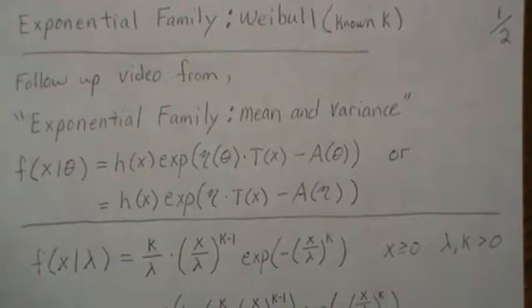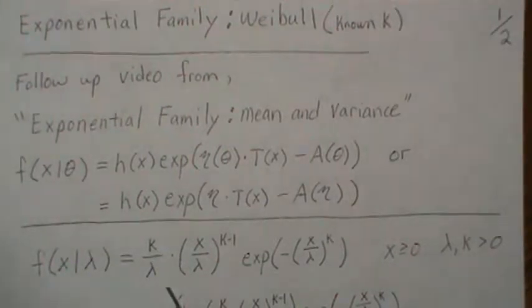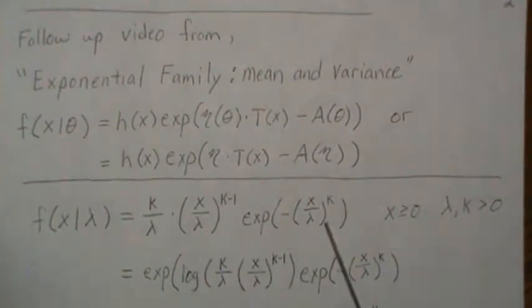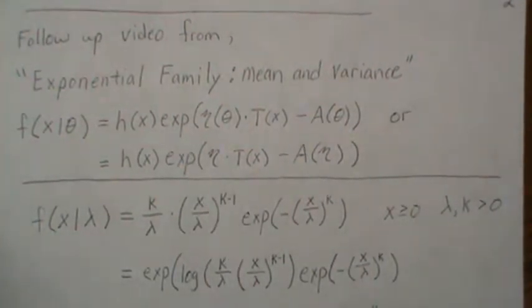So let's look at the Weibull, and the density is written like this, where lambda and k are positive and x is greater than or equal to 0. Now here we have to assume that k is known. Then we start manipulating this into one of these forms. So we take this part here, we take the log and then exponentiate it so it doesn't change it. This is equal to this. This just carries down.